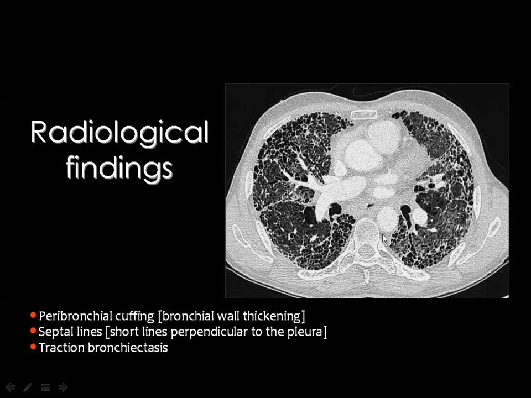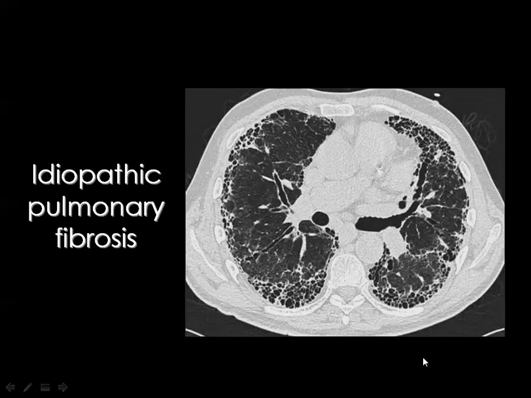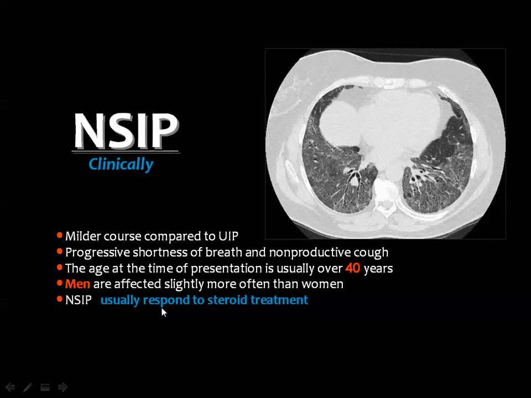This is an example of usual interstitial pneumonia where you can see ground glass veiling, honeycombing, traction bronchiectasis, and many interstitial opacities. Once more, this is usual interstitial pneumonia. If there is no known underlying cause, it is called idiopathic pulmonary fibrosis. You can see the typical appearance: interstitial opacities, honeycombing, traction bronchiectasis, and ground glass veiling.